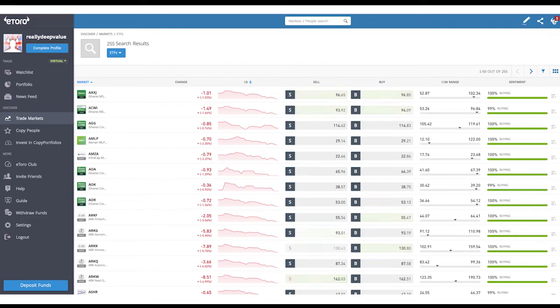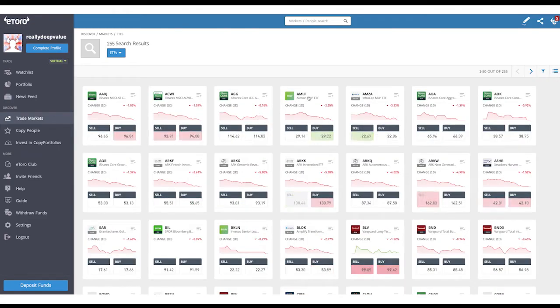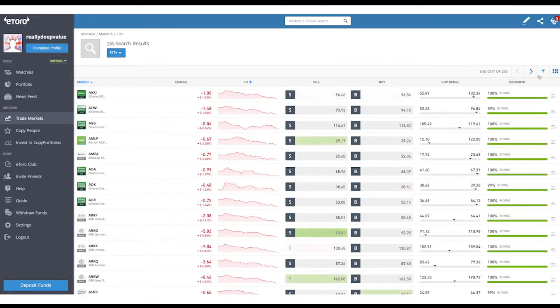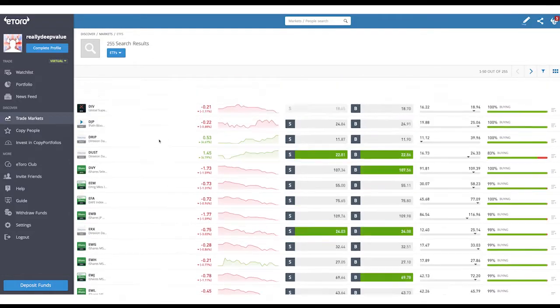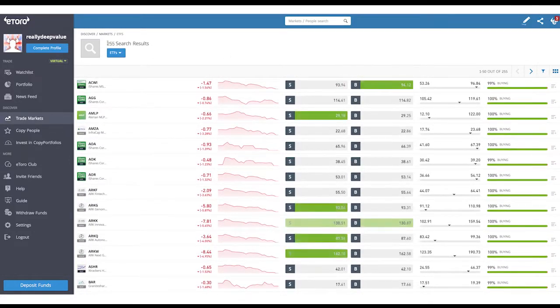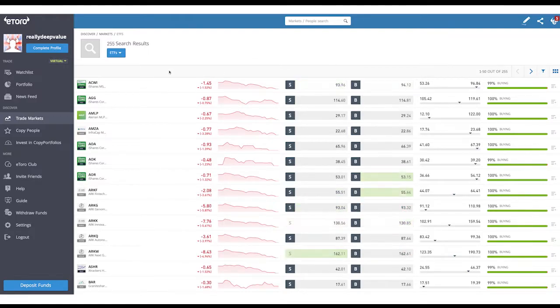And we see a list view. I think by default you'll probably see a card view, but you click on this icon on the right to change the view. We'll go with the list view because it's much easier to scroll through. And there are 255 exchange traded funds on eToro. There are actually literally thousands of ETFs, and they have collectively assets under management to the tune of around $7 trillion at the last figure I saw.